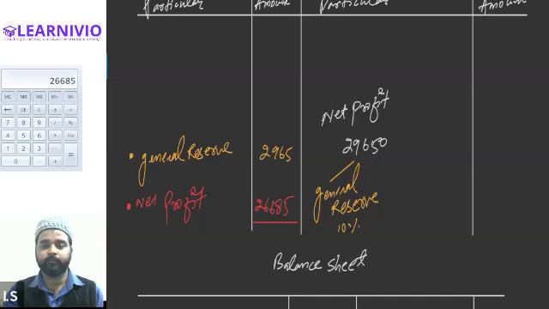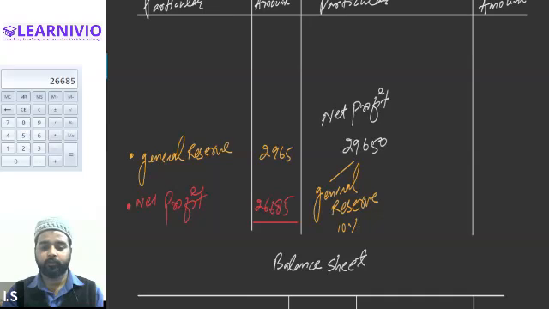Alexander, is it clear for you? Yes, sir, clear. Hamad, any doubts? No, sir, no doubt. Okay, so do it. Please adjust it in the profit and loss account as well as in the balance sheet.